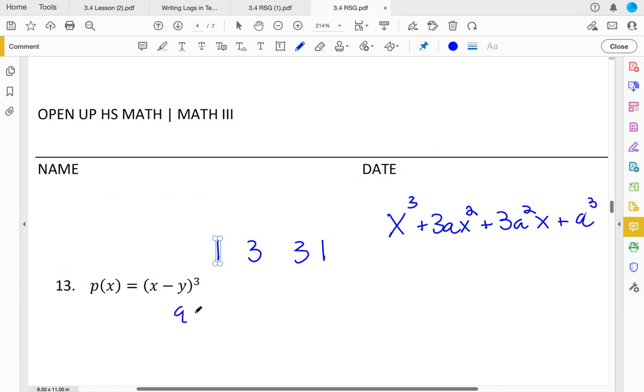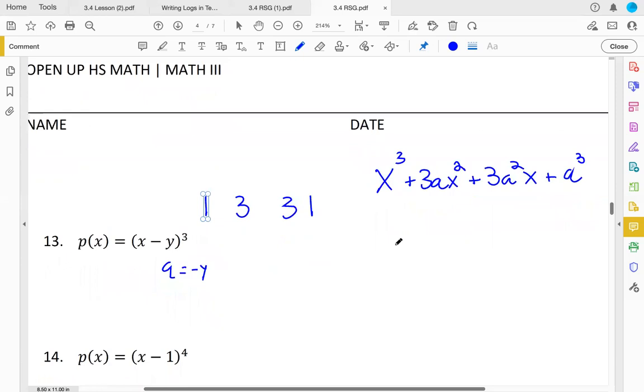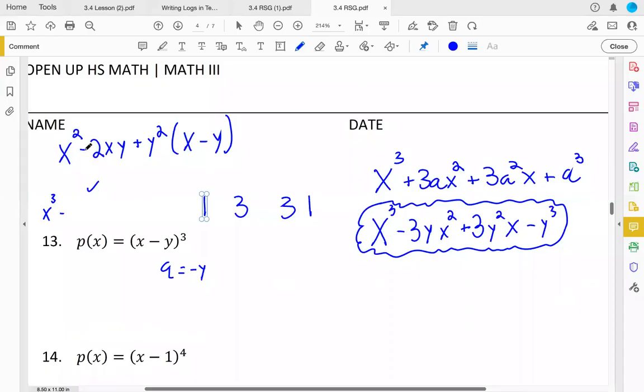So a in this case, interestingly enough, is negative y. So that does change up things a little bit. Maybe try this one out on your own, see what you get. We'll talk about it. If you were foiling around, you might end up with this and say it's multiplying with this. But if you're using the triangle, you'll eventually get something of this nature.